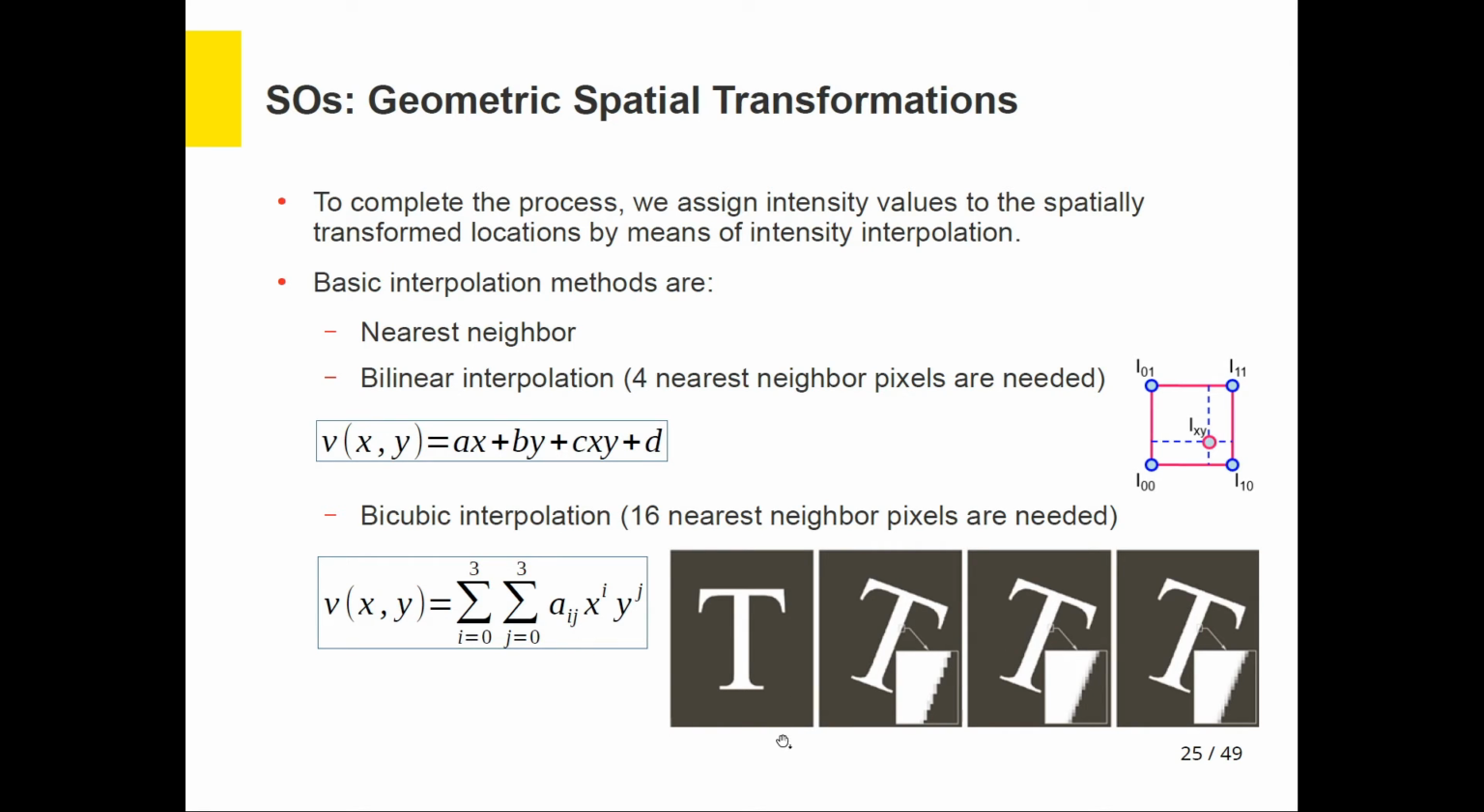So here you can see an example of such application. This is the original image. This is the image after being rotated, say 30 degrees. This is the result of nearest neighbor interpolation. As you can see, the result has a lot of jagged edges, but if we use bilinear or bicubic interpolation, we can have a much smoother edge.